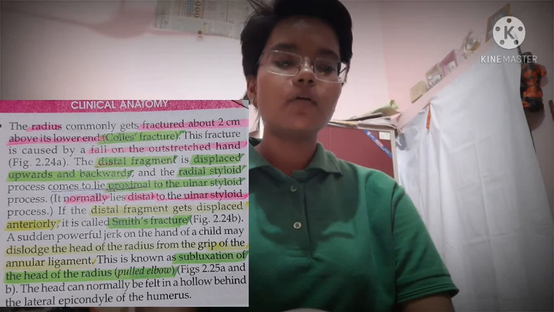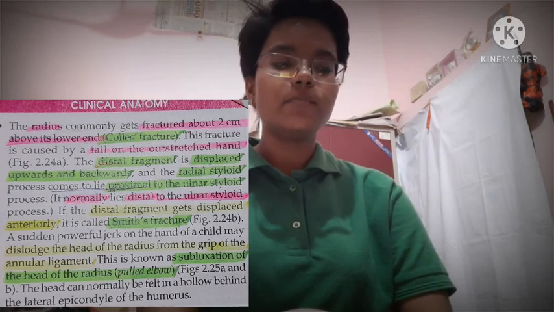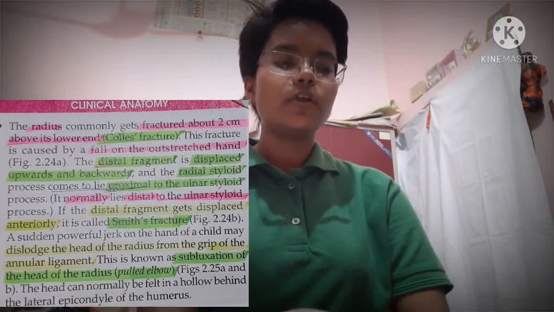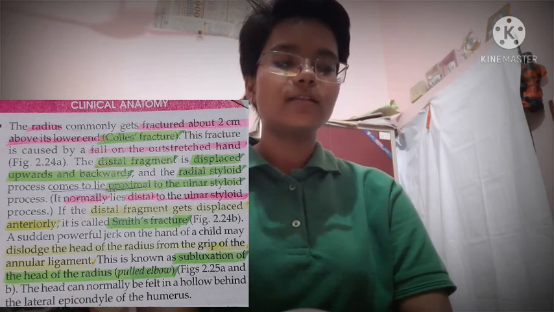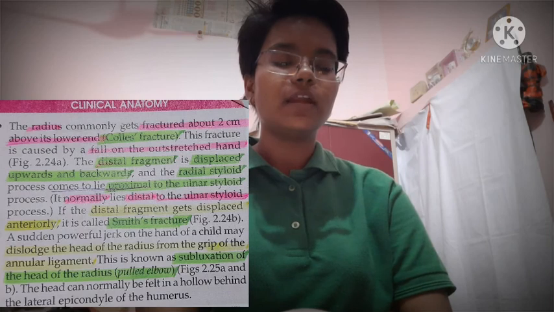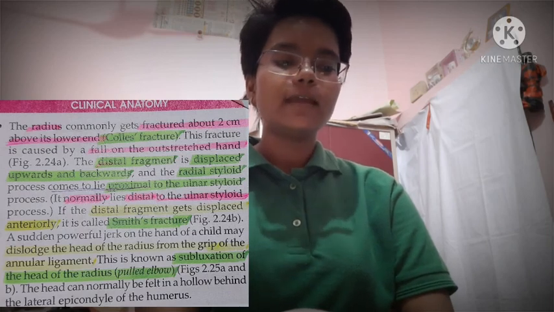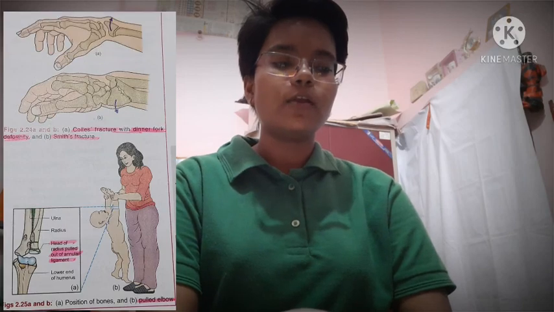A sudden powerful jerk on the hand of a child may dislodge the head of the radius from the grip of the annular ligament. This is known as subluxation of the head of the radius, or pulled elbow. The head can normally be felt in a hollow behind the lateral epicondyle of the humerus.